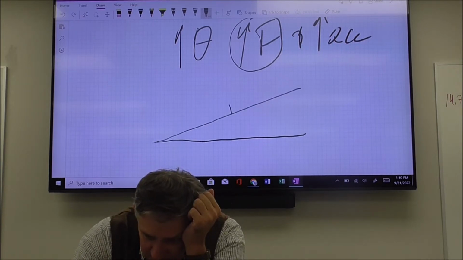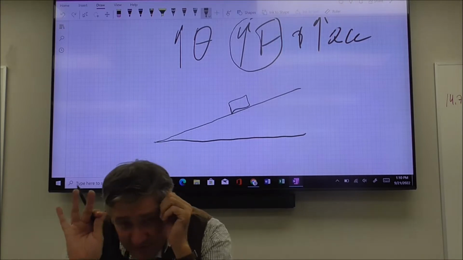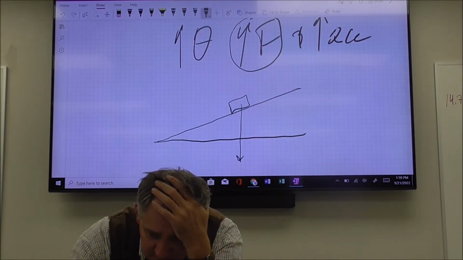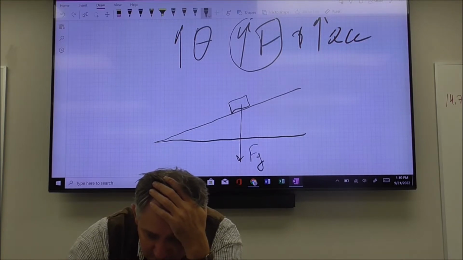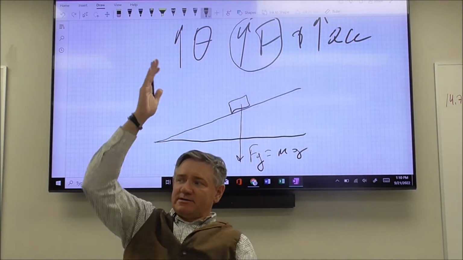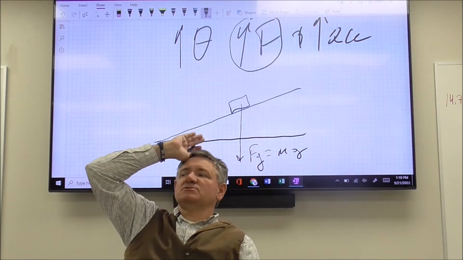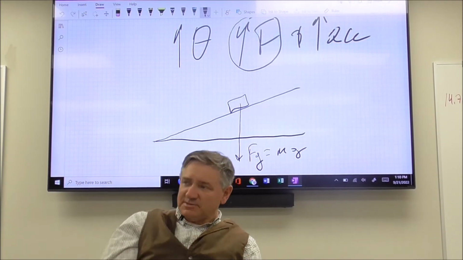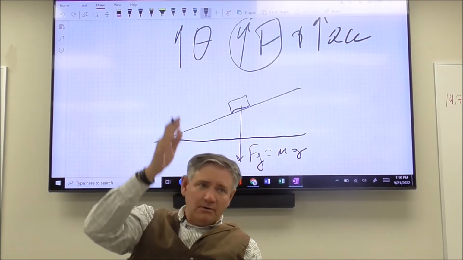So when you look at inclined planes, there's three forces that are always present, okay? One of those is going to be your normal gravitational force, which is just mg. And that's just going to act straight down, okay? So your gravitational force always acts straight down. Technically, it's toward the center of the Earth, okay? But we're just going to call it down, okay?